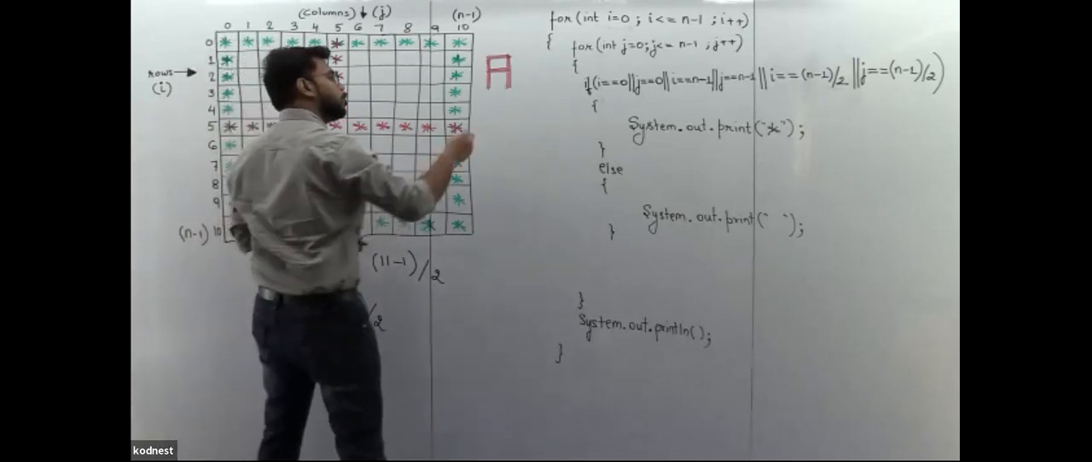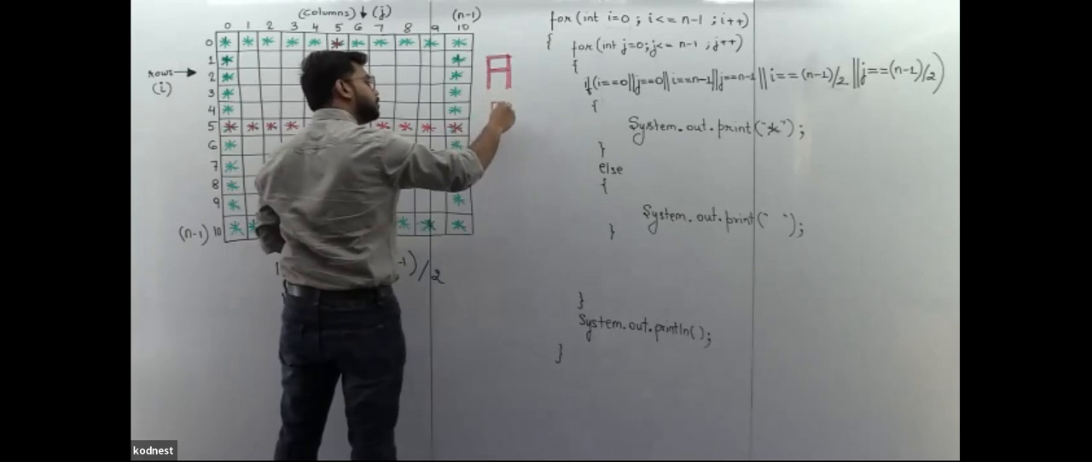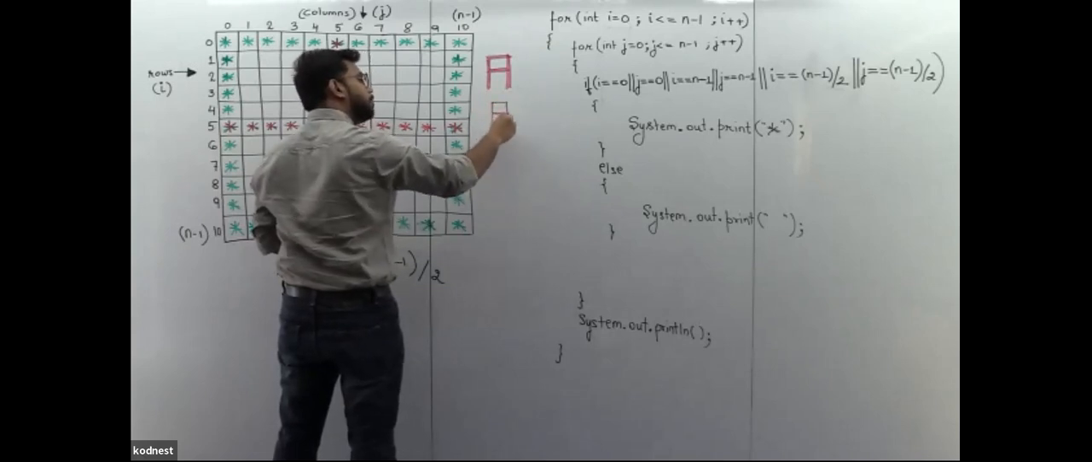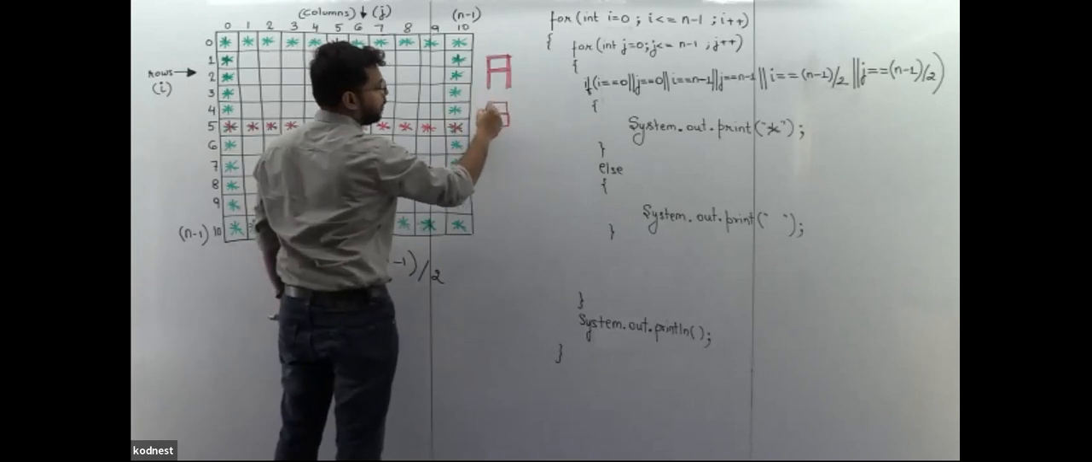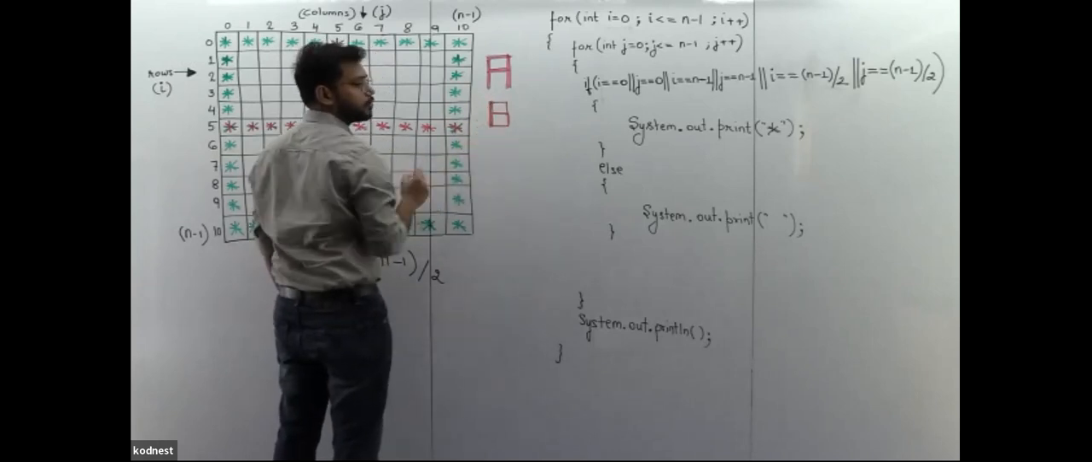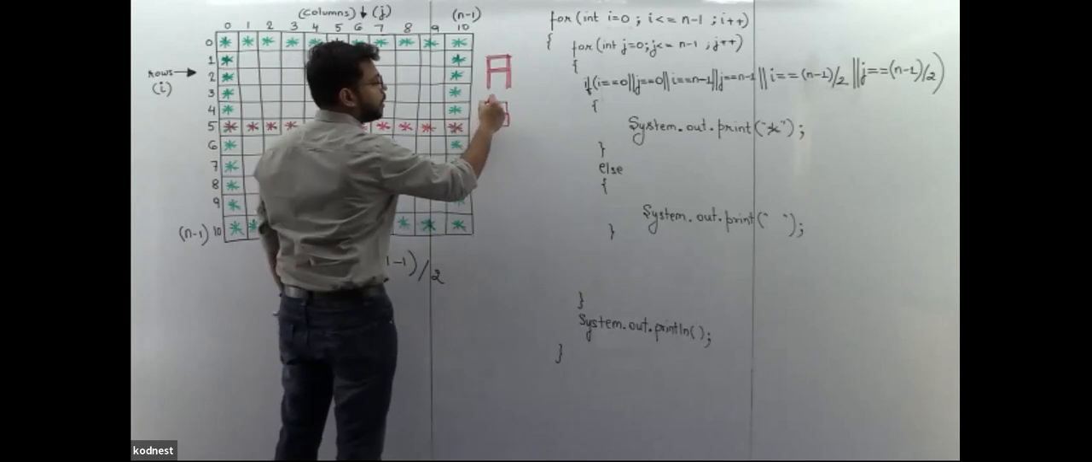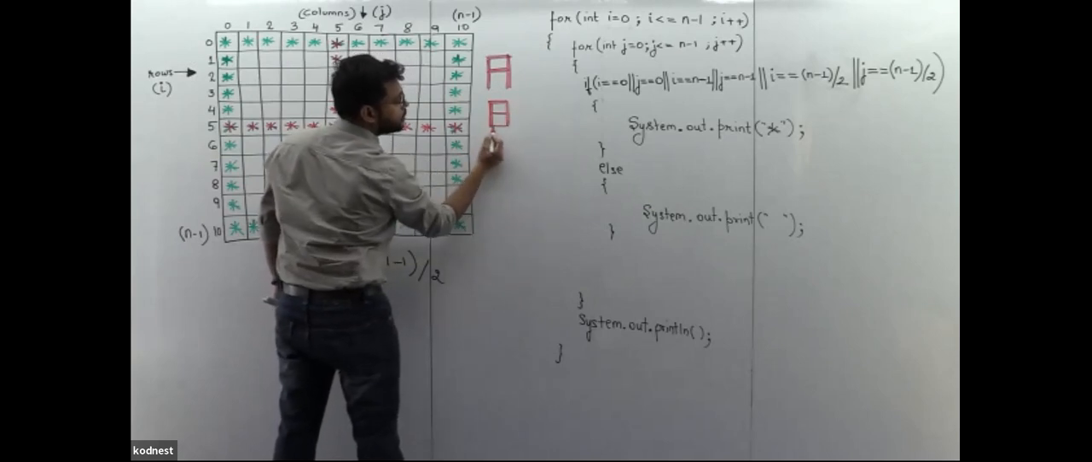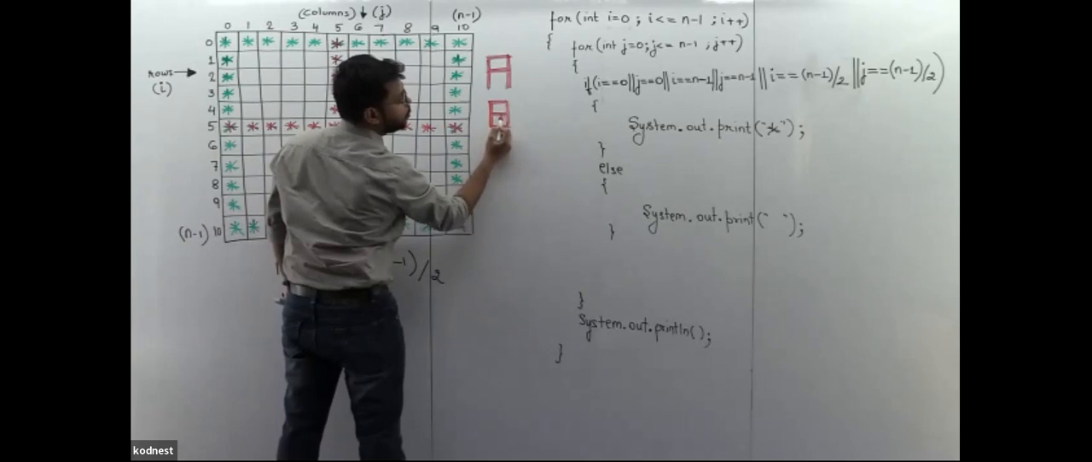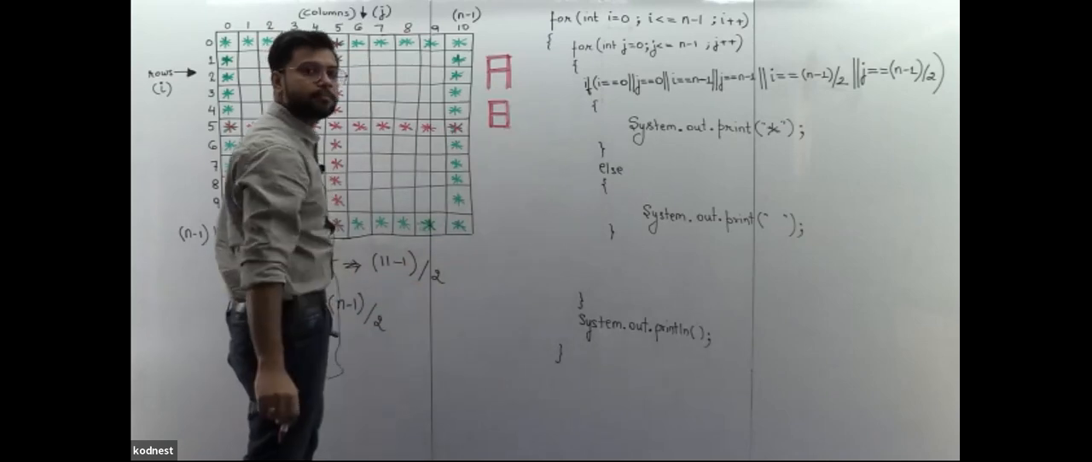Not only that, you can print B like this. For B, if you want to print, j value should be 0, i value should be 0. This is i value 0. This is j value n minus 1. This is i value n minus 1. This is i value (n minus 1) divided by 2. This is nothing but B.